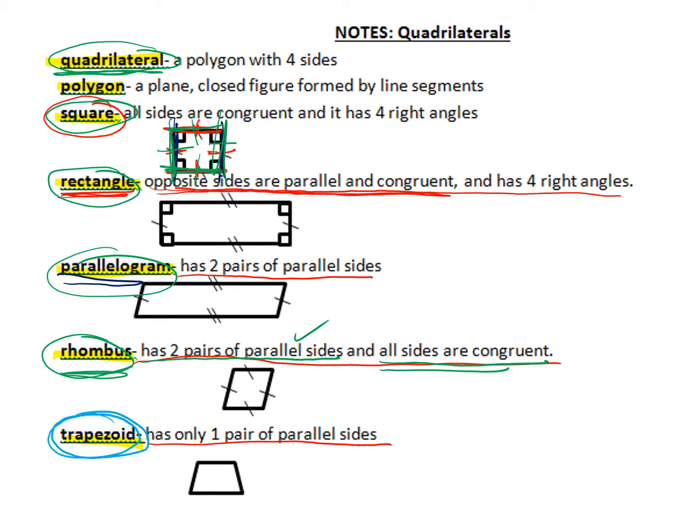A trapezoid has only one pair of parallel sides. Now, a trapezoid can look like this here. It could also be this guy, where the bottom and the top are parallel. So this is also a trapezoid, okay? So these are the definitions of all the quadrilaterals that we will learn about in 5th grade.